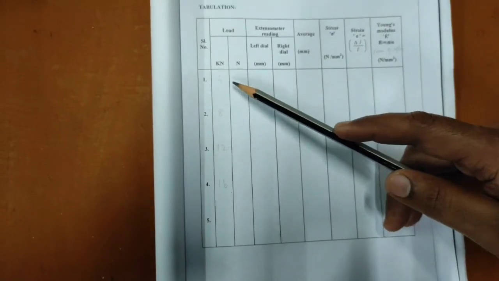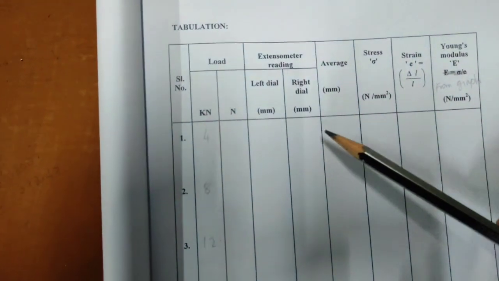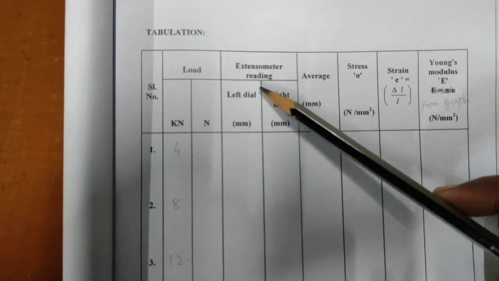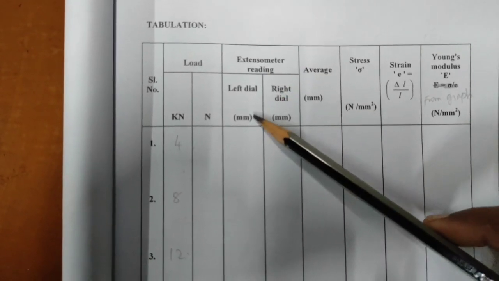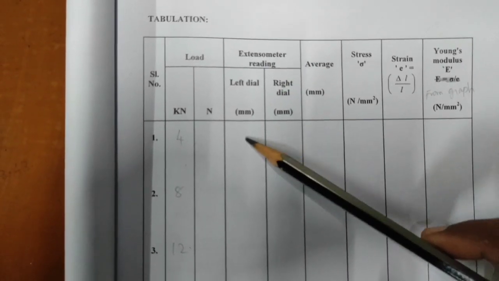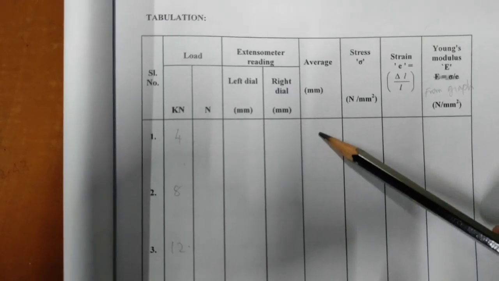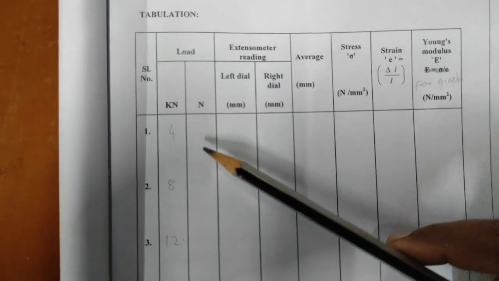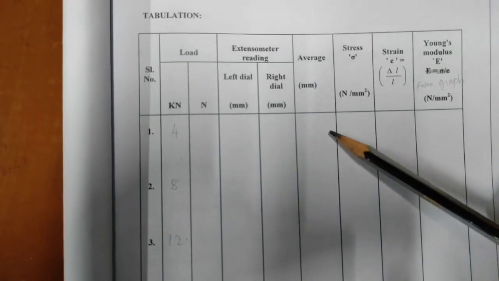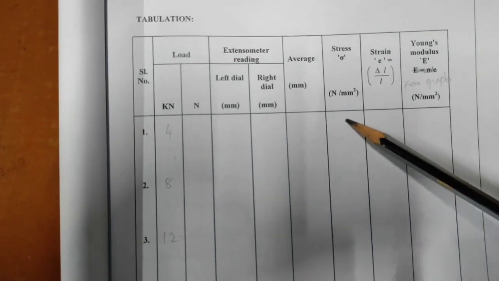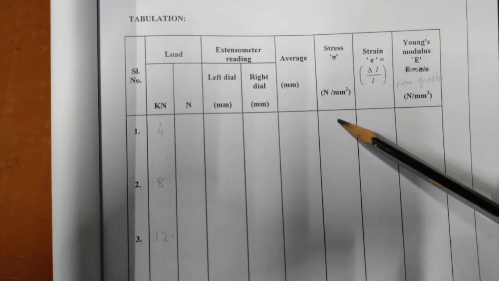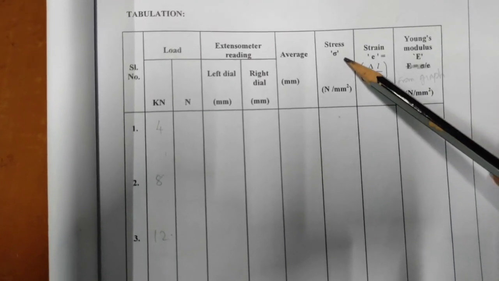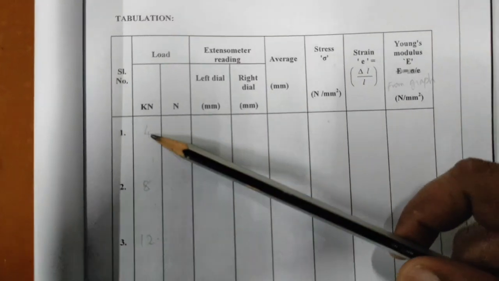Okay. So for the corresponding load of 4 kilonewton, what is the corresponding deformation that can be seen from the extensometer, from the left dial and the right dial? An average of these two values can be taken and considered as the corresponding deformation value for the load of 4 kilonewton. And we know the respective load and the corresponding area of the specimen, and load by area will give you the stress value for the respective load of 4 kilonewton.